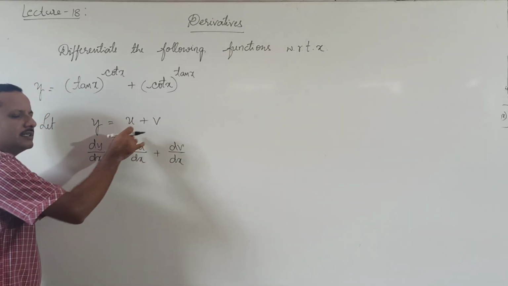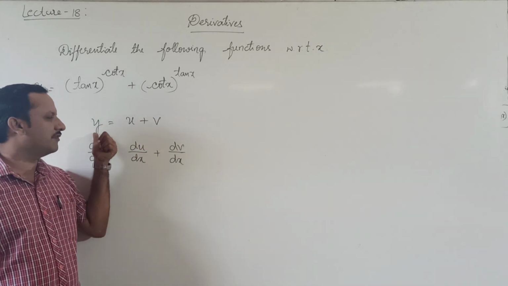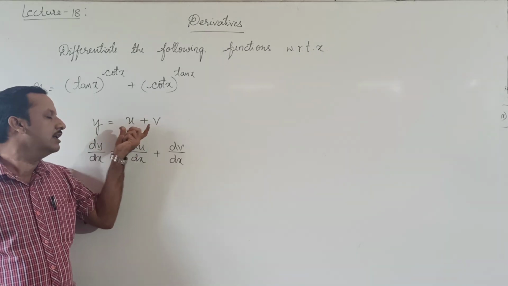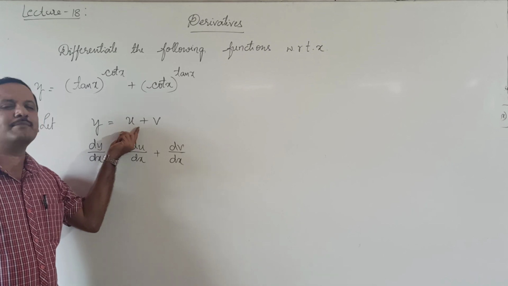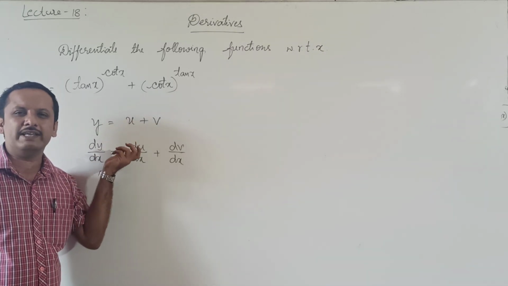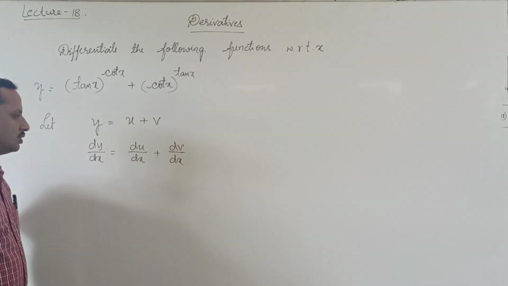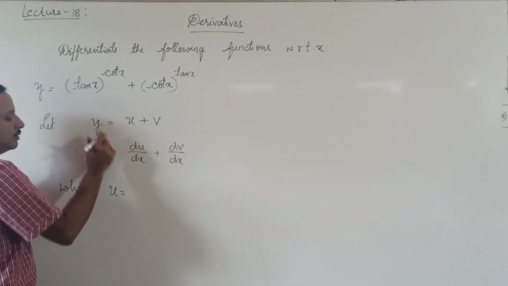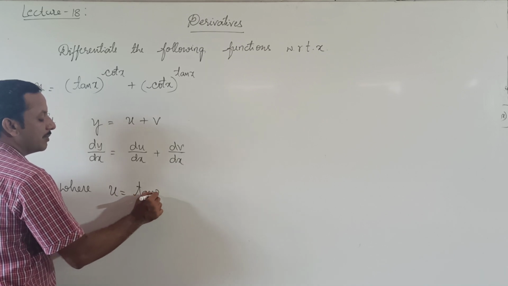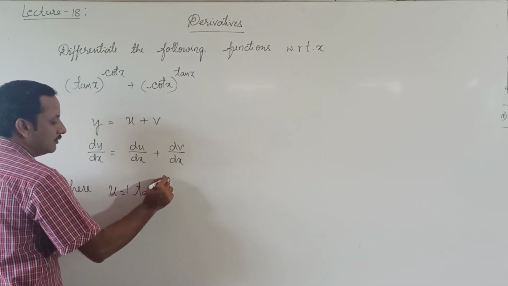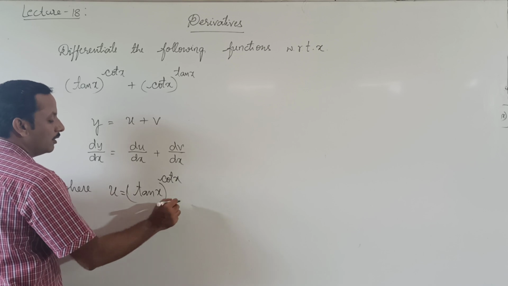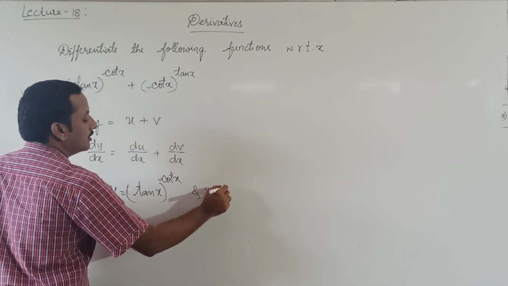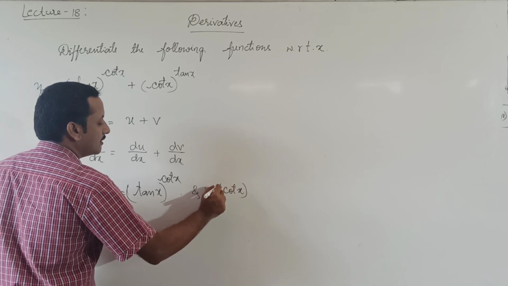Since y is the sum of two functions u and v, dy by dx is the sum of their derivatives, du by dx plus dv by dx. So now, treat u as tan x to the power cot x, and v as cot x to the power tan x.